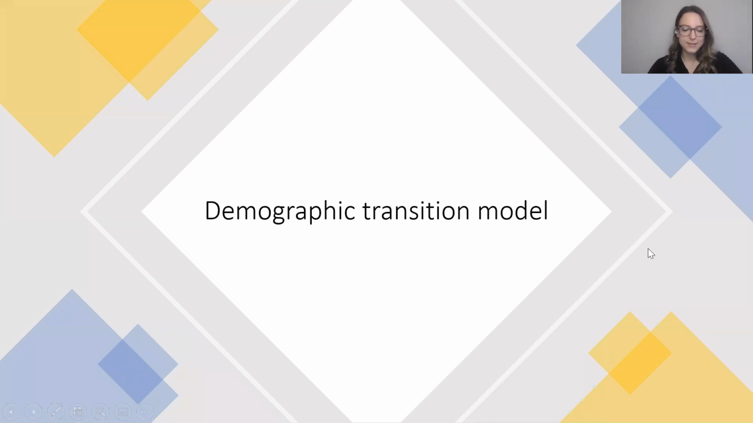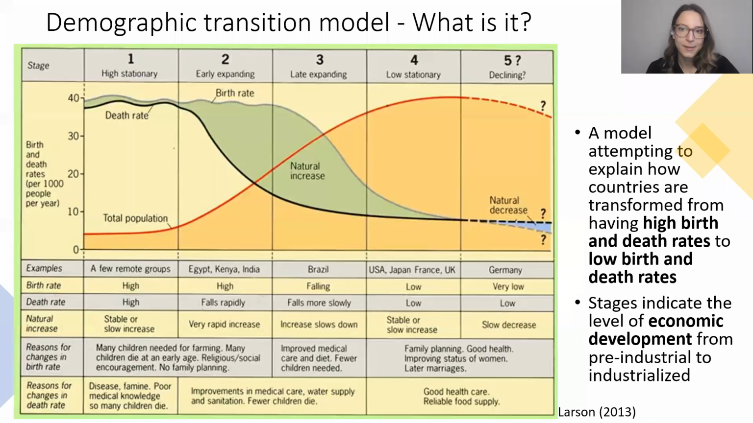Now, this brings us to the demographic transition model. And so now that we've understood the basic concepts behind population pyramids, population structures, why growth and decline happen, we can look at how those trends have evolved over time and how different countries are experiencing different trends simultaneously. So let's see what I mean by that. This is something that we call the demographic transition model. And so essentially it's a model that attempts to explain how different countries have transformed from having really high birth rates and death rates to lower birth rates and death rates over time.